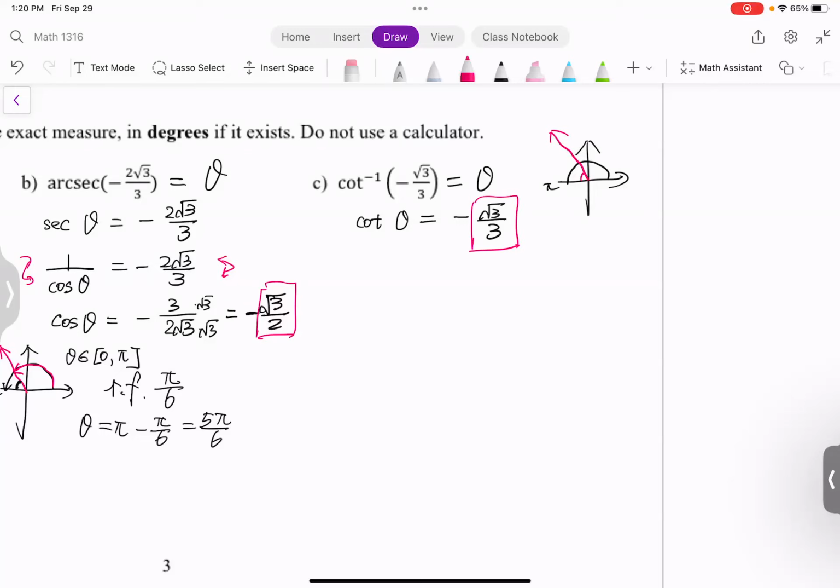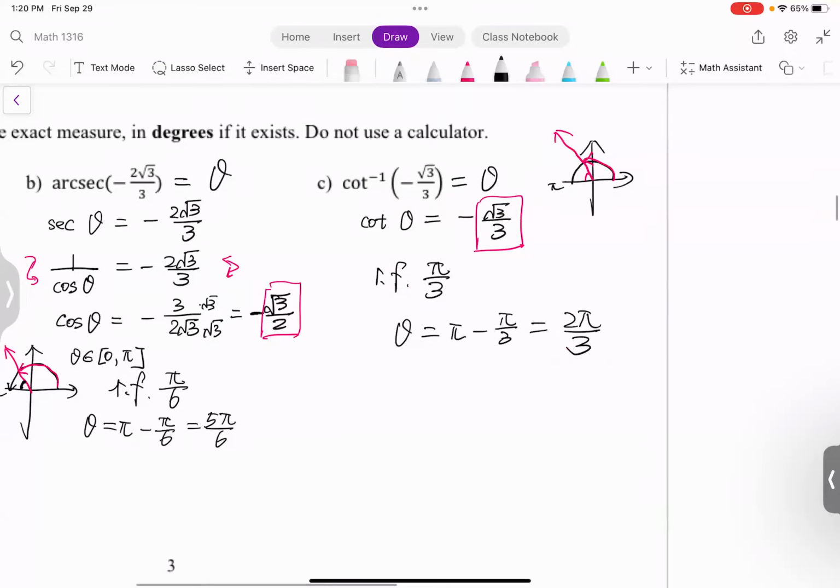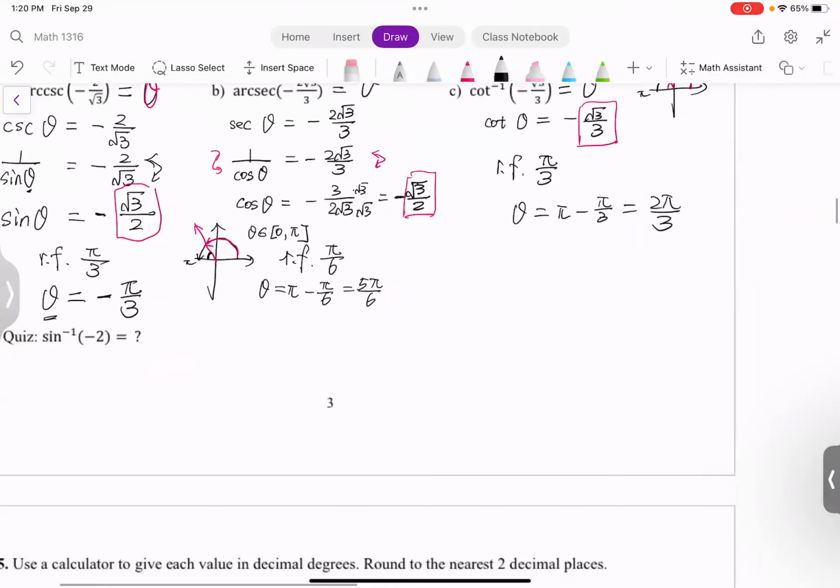It must be pi over 3 or 60 degrees. So the reference angle is pi over 3. And I'm looking for the angles starting from the initial to terminal. So the actual value, theta equals pi minus pi over 3, which is 2 pi over 3. Okay, let's see the next example.